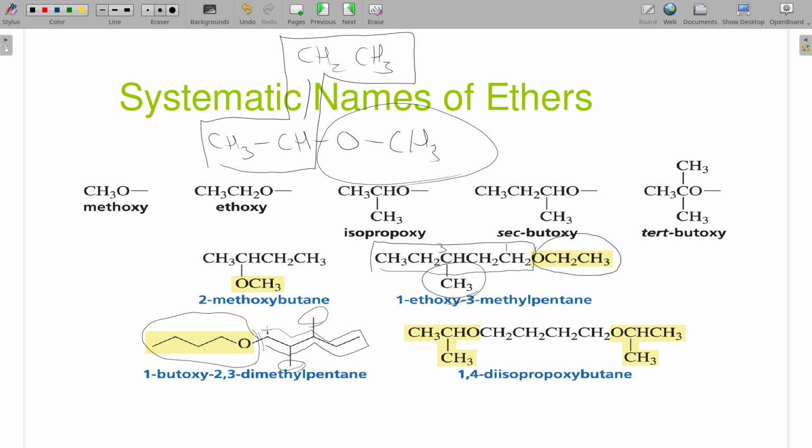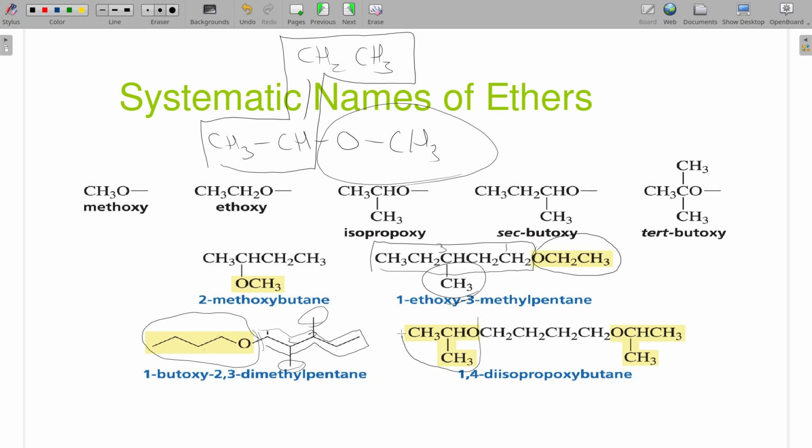And this would have to be the 1 position because it has a functional group coming off of it, 2 and 3. So we have methyls and methyls, and this is a butoxy. So 1-butoxy-2,3-dimethylpentane. And this is a weird one.